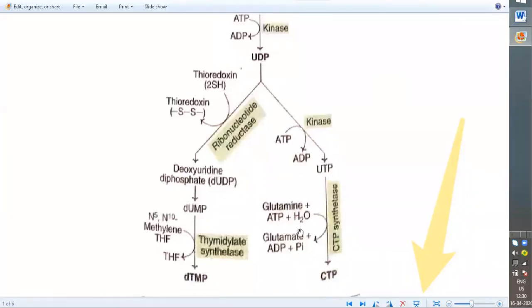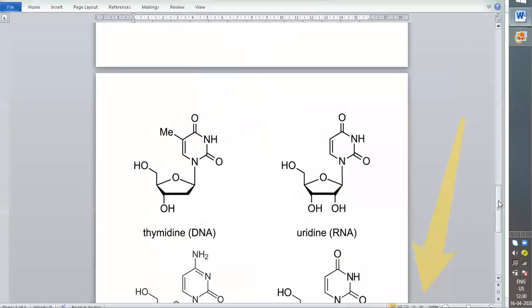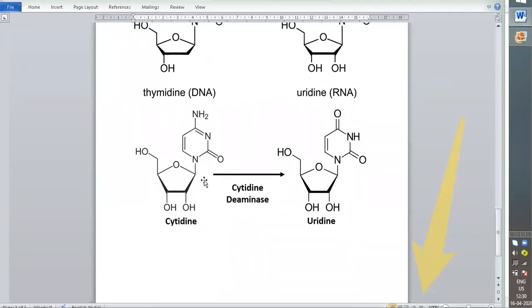Now this UTP is converting into CTP, cytosine triphosphate. Here glutamine is added. This glutamine is providing an amine group, so this is called an amination reaction. Here the amine group is added. See, this is the difference between uridine and cytidine. In uridine, at this position we have an oxygen group, but in cytidine at this position we have an amine group. Why? Because this amine is added from the glutamine source.